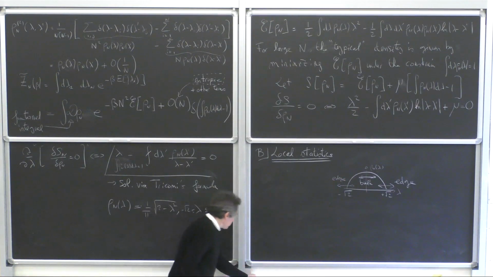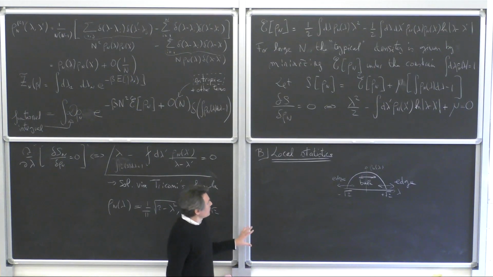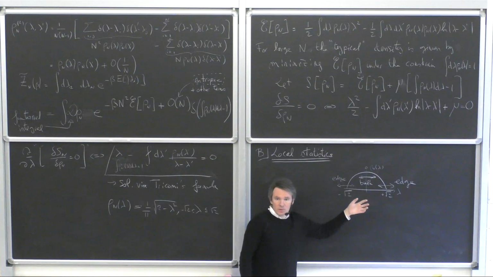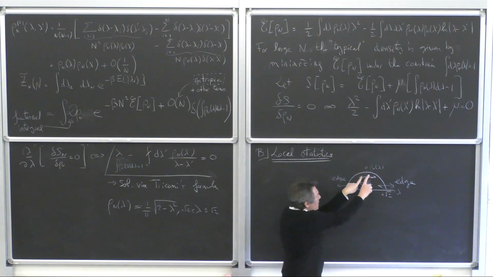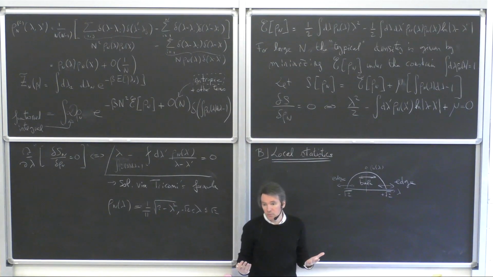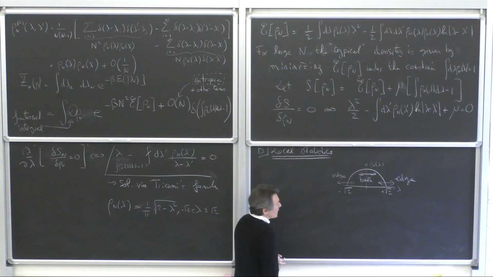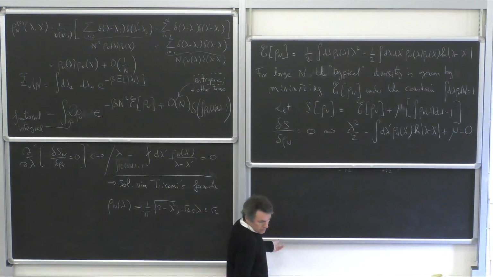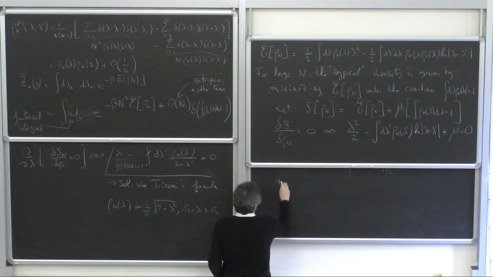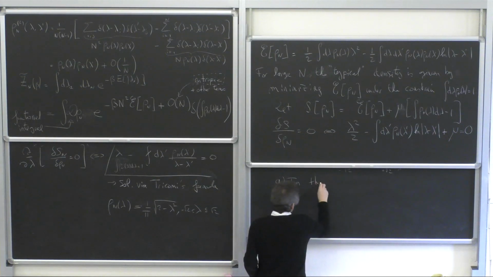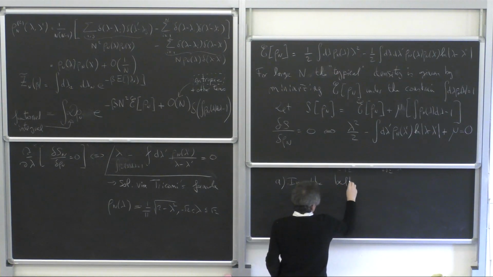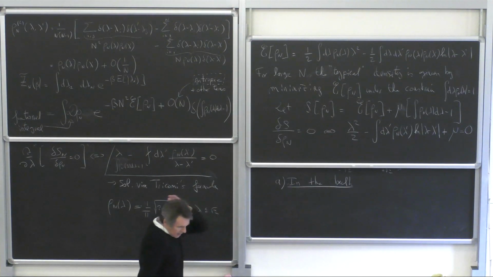But one should keep in mind that if we start to look at local statistics, for instance, the correlations between two particles, which are either both in the bulk or both at the edges, you should expect to see different kinds of behavior. Okay? And so that's what I want to discuss now. To start with, I will first discuss the bulk and give you some important results in this case. So let's look at what happens in the bulk.